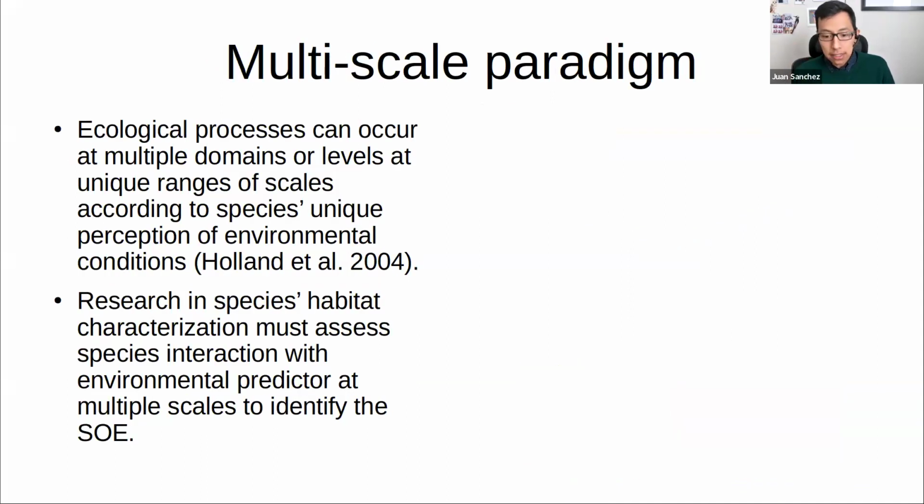So this variation in how a species perceives an environment led to something called the multi-scale paradigm, in which we embrace the notion that ecological processes can occur in multiple domains and in multiple scales and at a unique range according to each species' unique perception of the environment. So this paradigm has led us to consider the idea that researchers should characterize species habitat interactions at multiple scales and try to identify which scales are relevant for the interaction that they are evaluating.